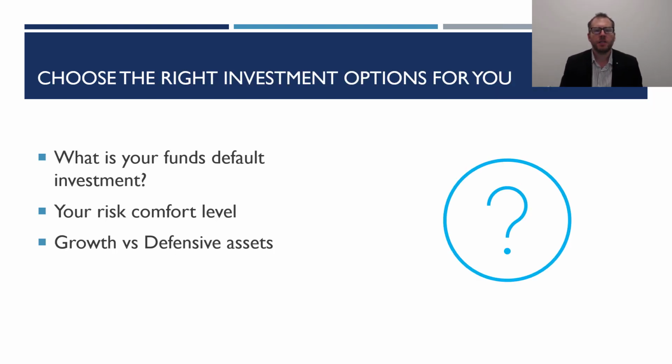Now, to begin with, we need to choose the right investment option that's applicable to your situation. So if you do not make a nomination, and most likely within an industry super fund, your default fund will most likely be a balanced option. And that balanced option may give you approximately 70% exposure into growth assets and 30% exposure into defensive assets. Now, you've got to understand what your risk comfort level is. So essentially, what is your tolerance towards investment risk? Is a 70% exposure into growth assets appropriate or not?